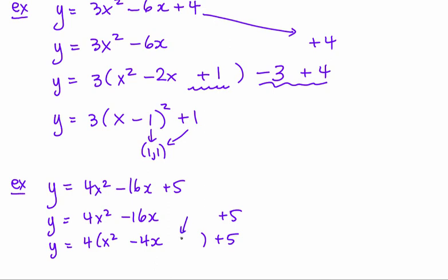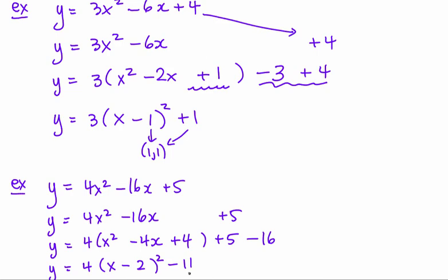and now I need to think about what I need to add in here so that this becomes a perfect square. In that case, this is the b value, so I take half of it, I square that, and I'm going to add in 4. That'll create this as a perfect square trinomial. If I add 4, I'm really adding 16, so I need to take away 16, and I get 4, and then I get x minus 2, all squared, and this part here is negative 11.